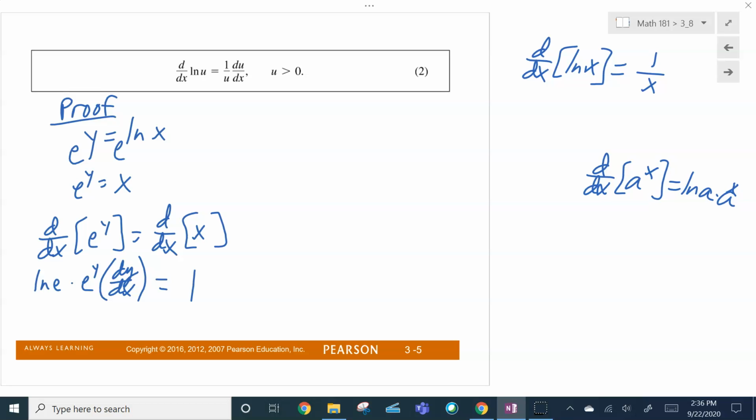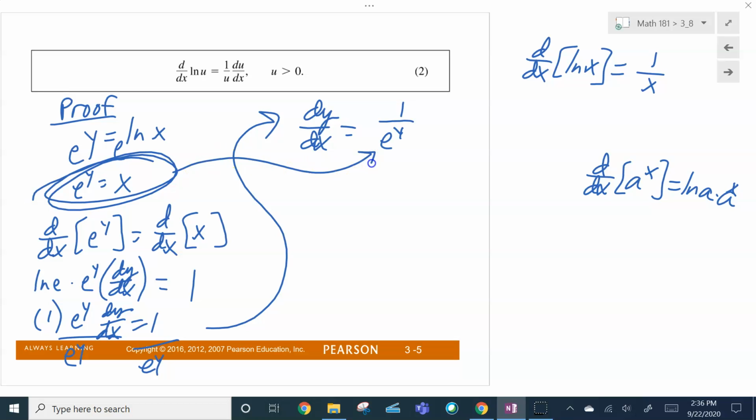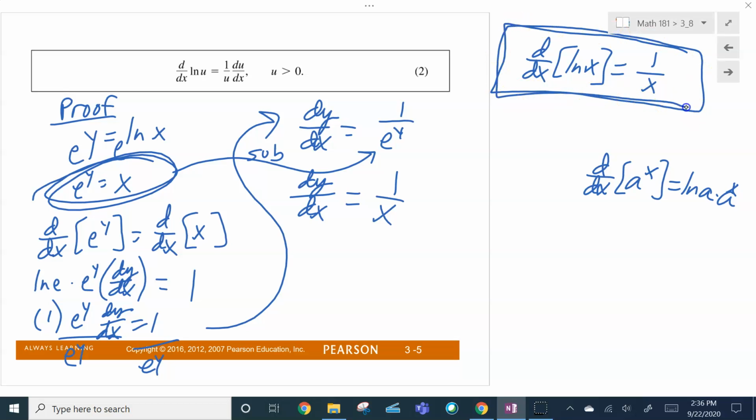So now I'm just solving for dy dx. I get 1 times e to the y dy dx equals 1. So divide by e to the y on both sides, and I have dy dx is 1 over e to the y. But if you remember, what was e to the y? e to the y was the same thing as x. So by substitution, that's 1 over x. So there we go. Hence, the derivative of the natural log of x is 1 over x.